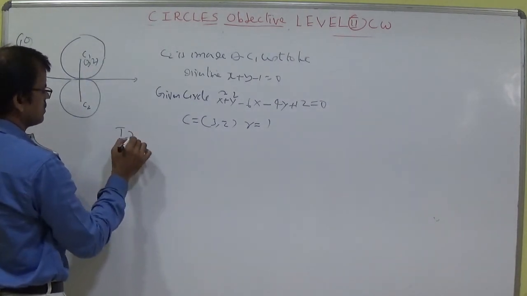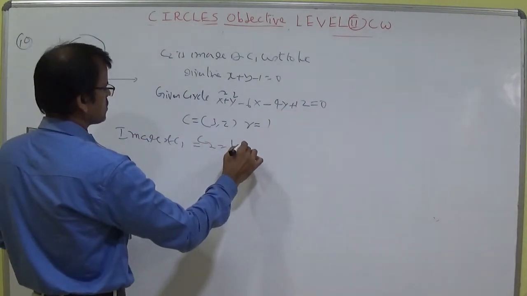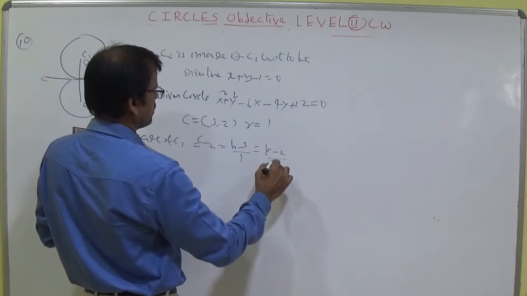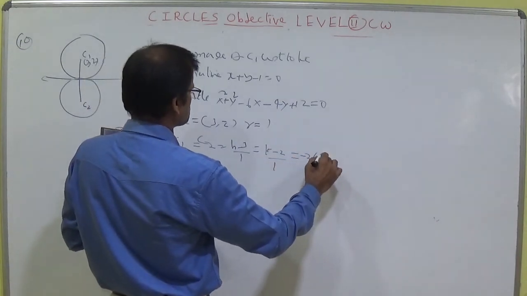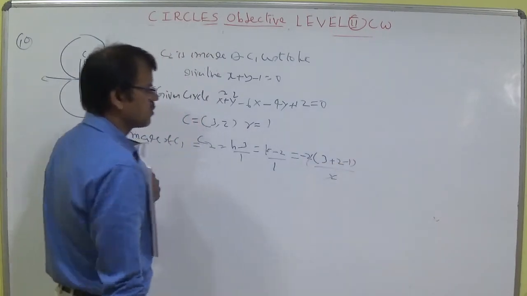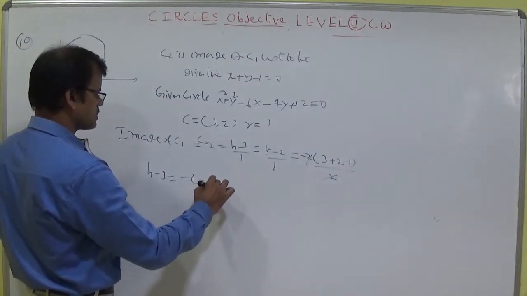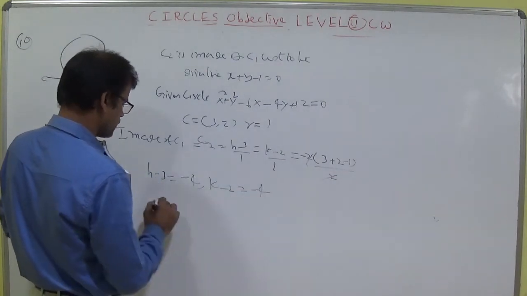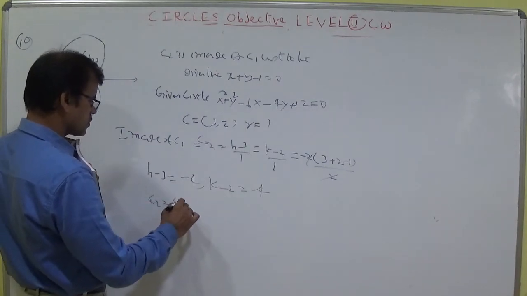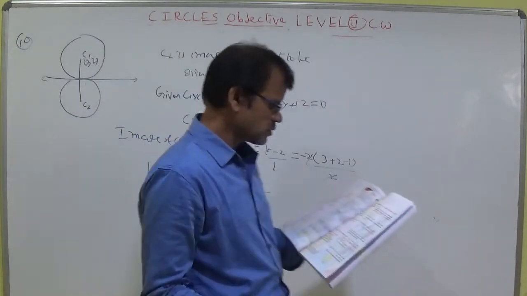So image of C1. Image of C1, C2: (h minus 3) by 1 is equal to (k minus 2) by 1 is equal to minus 2 of (3 plus 2 minus 1) by 2. 2 gets cancelled. 3 plus 2 is 5, 5 minus 1 is 4, so minus 4. So you write here h minus 3 is equal to minus 4, and k minus 2 is equal to minus 4. Therefore C2 center is (-1, -2), and the radius is the same.